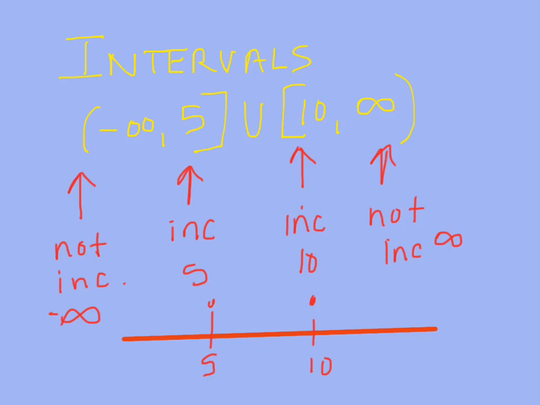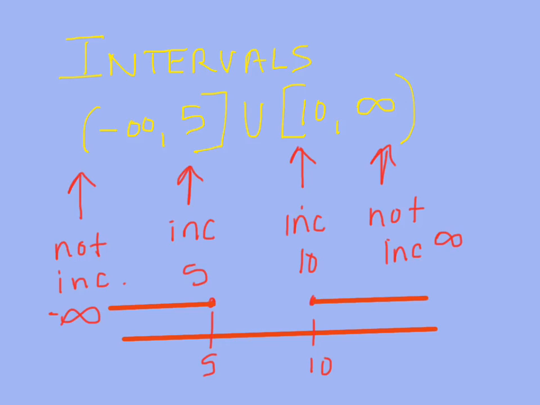This should have a negative in front of it, sorry. Negative infinity, 5, and 10. So we're looking at our values that are going from negative infinity up to 5, including 5. So that would be the first set of values on the left. And on the right, we're looking for those values that start at 10 and go to infinity.